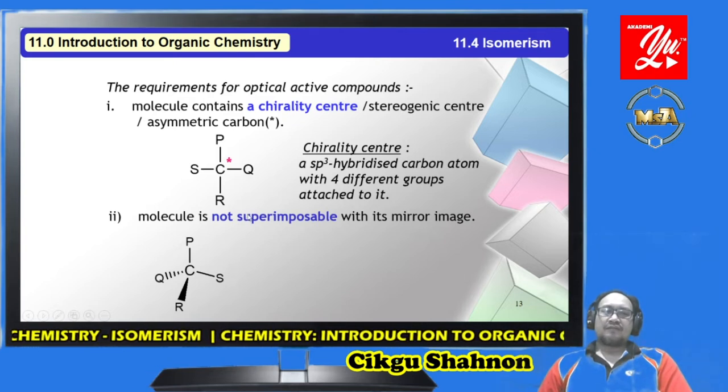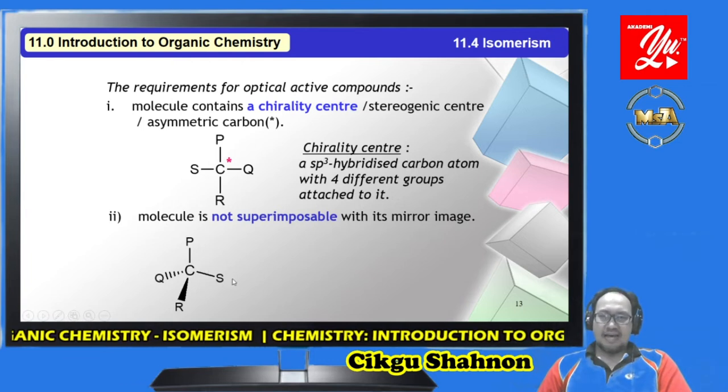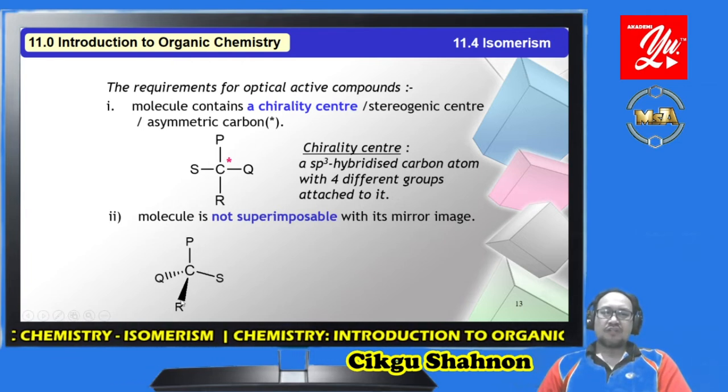Okay, and for an optical active compound, we have to draw the 3D molecule like this. We call it the dash, wedge, line projection. No, we call it line, dash, and wedge projection.